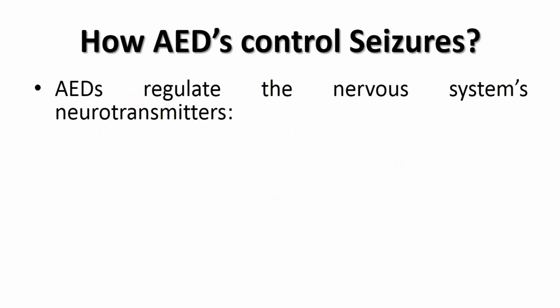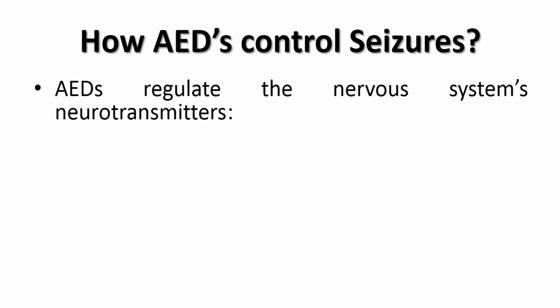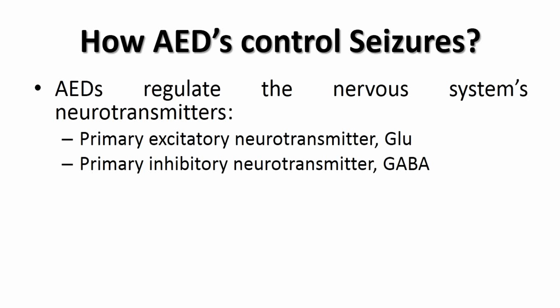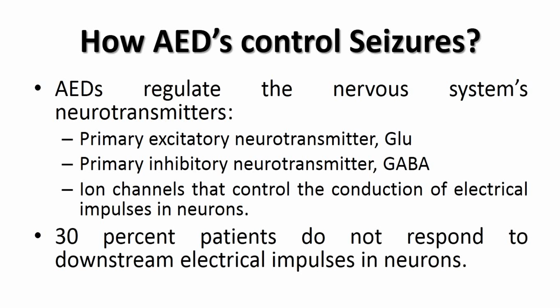Now, the question is how the anti-epileptic drugs control seizures. Of course, epileptic seizures are controlled by nervous system neurotransmitters. The primary excitatory neurotransmitter is glutamate, the primary inhibitory neurotransmitter is GABA, and there is a role of ion channels. These ion channels control the conduction of electrical impulses in neurons. 30% of the patients do not respond to the drugs, so they have to be treated with alternative medical treatment.